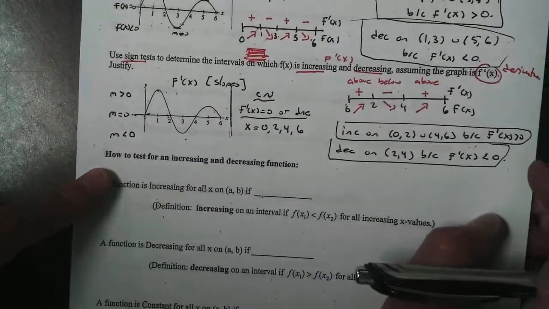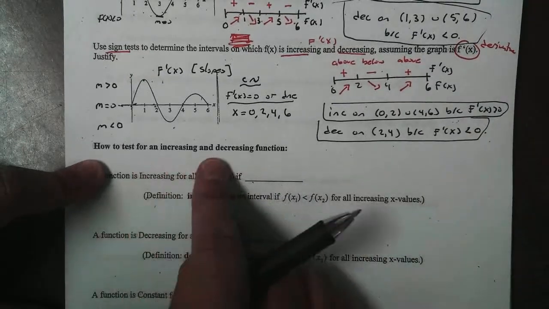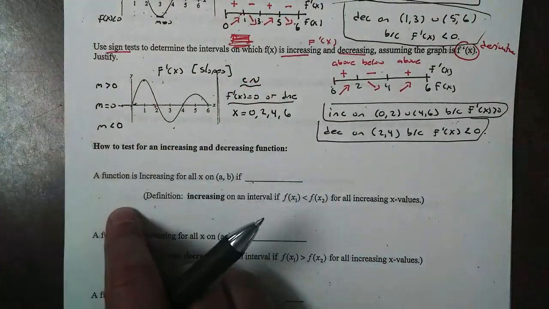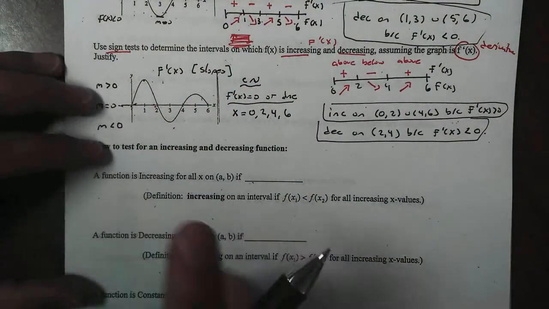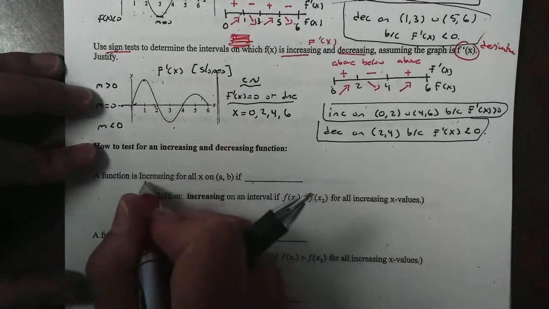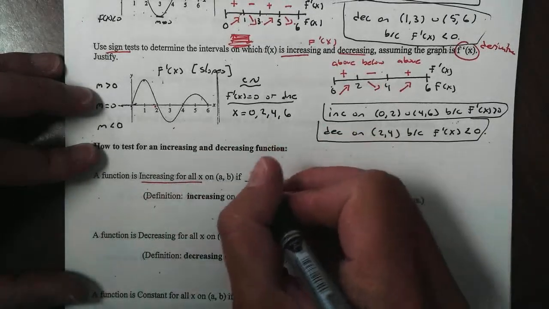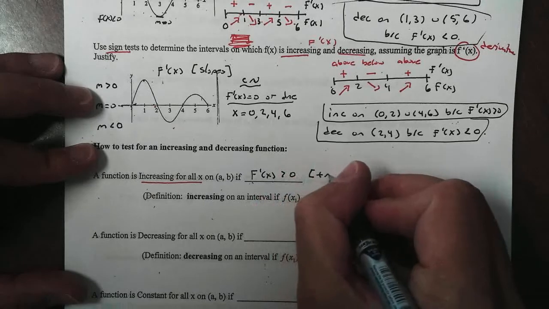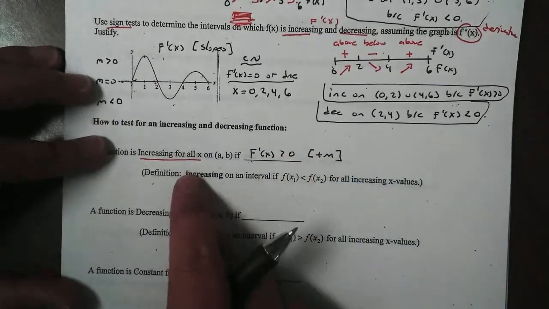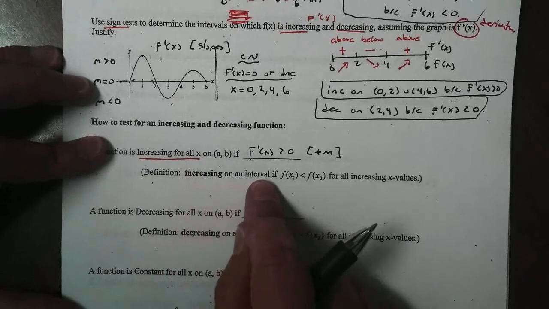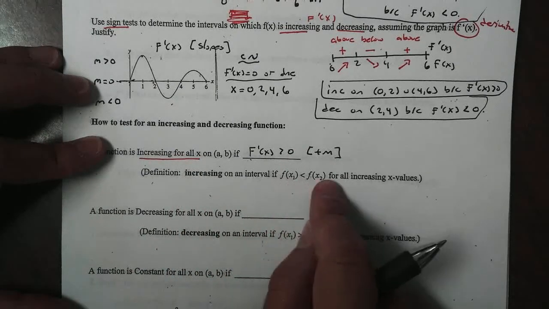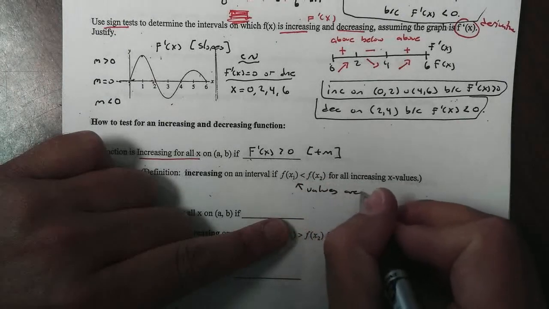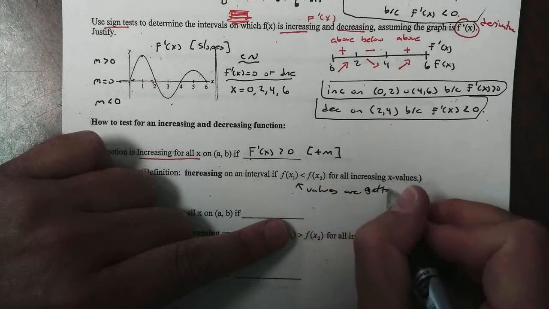All right, so let's go ahead and talk about the test for an increasing and decreasing function. We talked about it up here. It is a lot of work, but let's talk about the definition of it. A function is considered increasing on all x values if the derivative is positive. If the derivative is greater than 0. In other words, we have a positive slope. In other words, by definition, increasing on an interval if the previous point is less than the next point. This just basically says that the values are getting bigger.